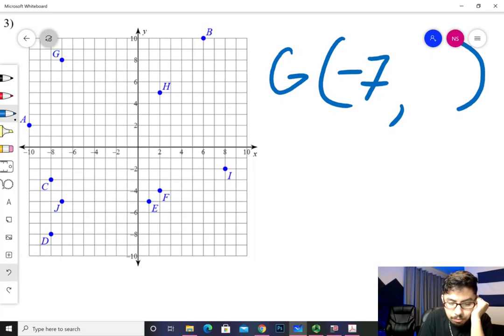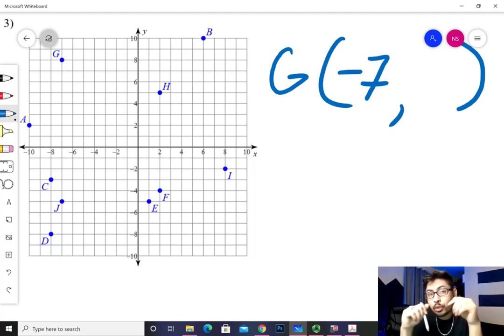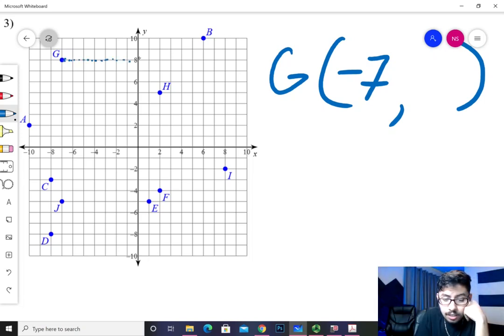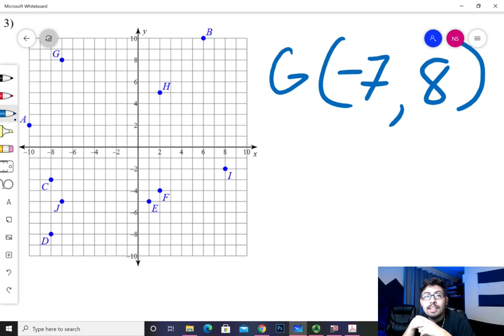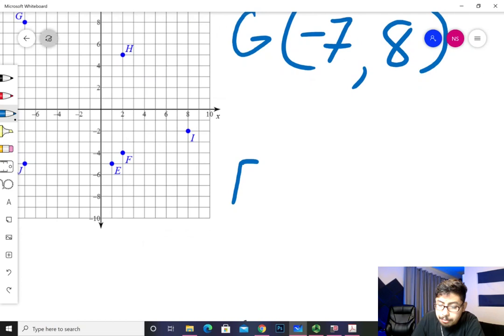Go back to your regular point and go whatever direction you need to go to hit the y-axis. So I have to go this direction and boom! There it is. I hit an 8. So I know the coordinates, okay, the ordered pair of G is -7 and 8. Let's just do another one. Let's do this F right there. F. I know it's going to look like that.